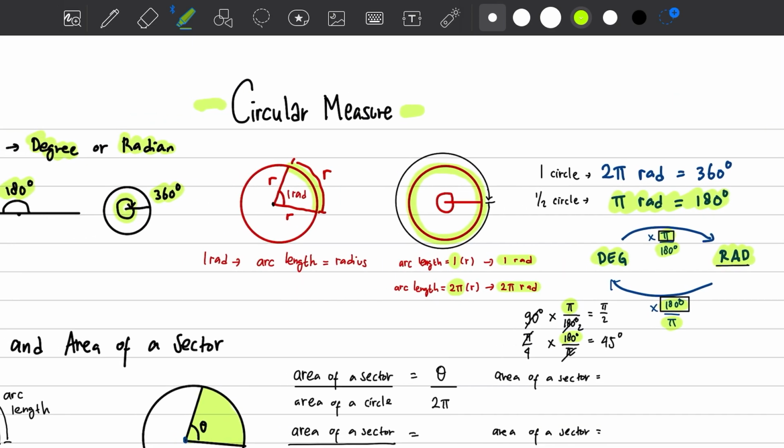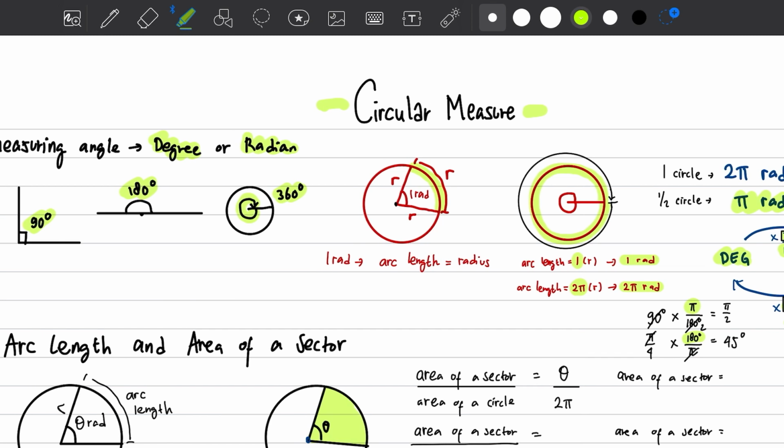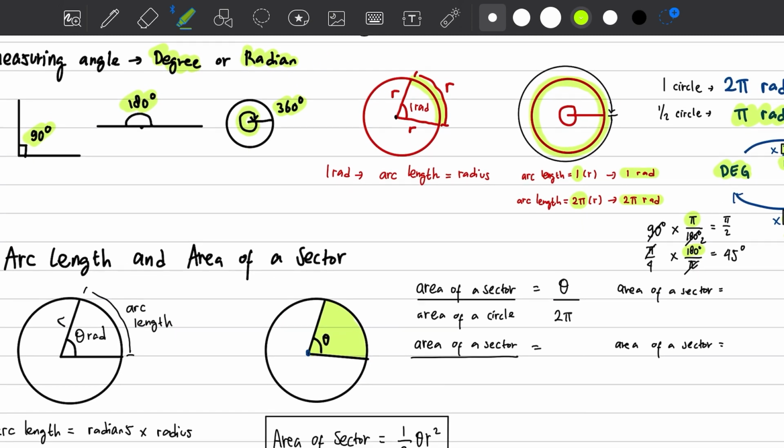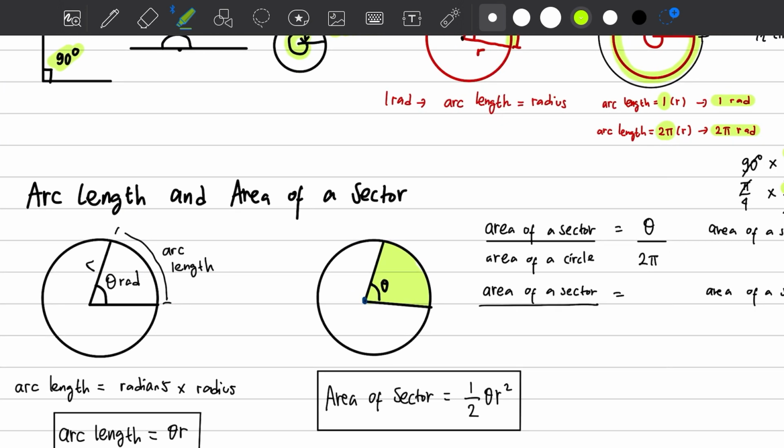Now, we are done with radian. Now, why is it important? Why don't we just use degree? Because by using radian, we can calculate the arc length and area of a sector easier. So, let's look at arc length first.